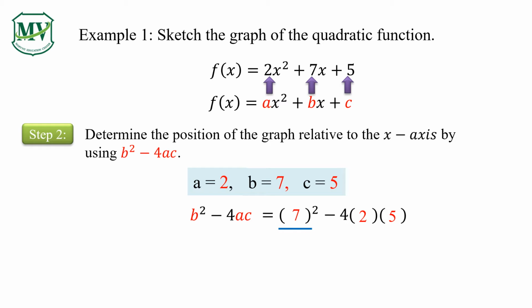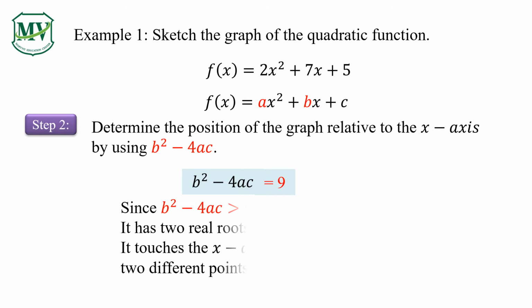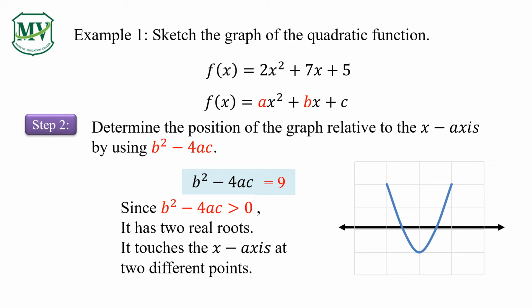7 squared is equal to 49. Negative 4 times 2 times 5 is equal to negative 40. 49 minus 40 is equal to 9. So b² − 4ac is equal to 9. Since b² − 4ac is greater than 0, the quadratic function has two real roots, and it touches the x-axis at 2 points.